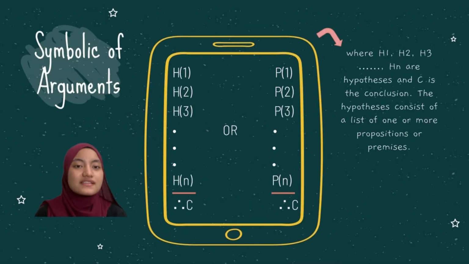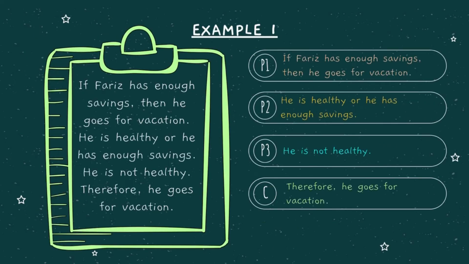Next, we will discuss symbols, how to represent the argument using symbols. Symbolically, an argument is given as H1, H2, H3, up to Hn, or P1, P2, P3, up to Pn, and it will lead us to a single conclusion only. Either we symbolize it as H or P, where H stands for hypothesis and P stands for premises.